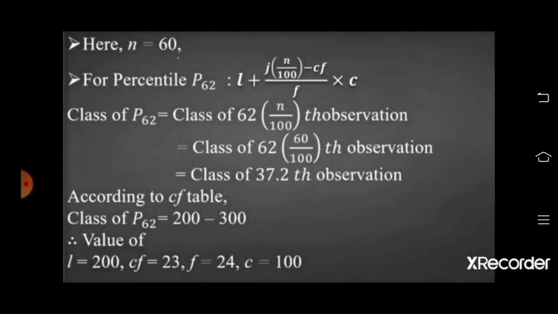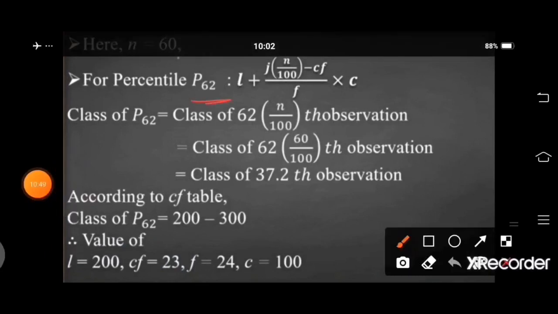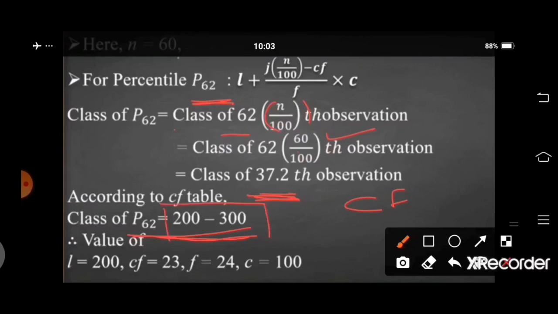Now here we have to find percentile 62. Percentile means 100. So for finding percentile 62, we will write down here 62n upon 100, n equal to 60 here. We will get the answer 37.2 observation. If we see in the cumulative frequency table, we will get class of P62 equal to 200 to 300.